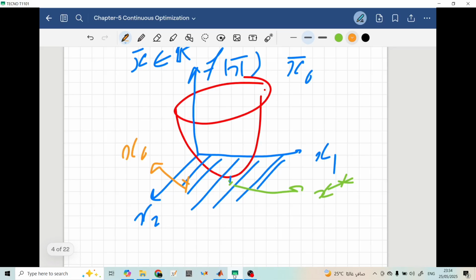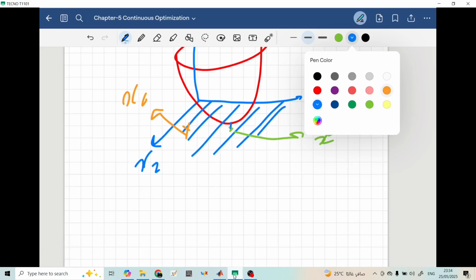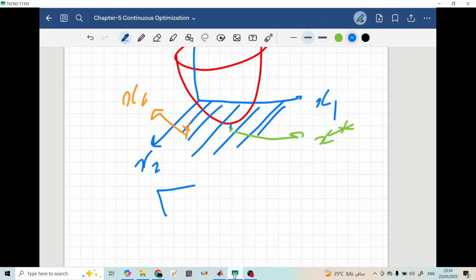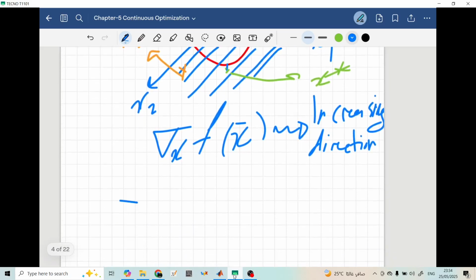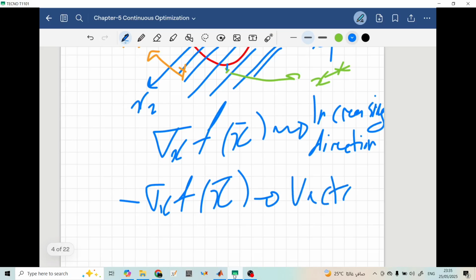So what to do? First, we need to find the direction of the minimum value. How to find the direction of the minimum value? We recall that the derivative gives us the direction of increase of the function. So if we take the gradient of f of x, this actually is the increasing direction. But we are not looking for the maximum value, we're looking for the minimum value. So we need to look at the negative of the gradient or the Jacobian, which is a vector. Recall this is a vector, a vector meaning a direction.